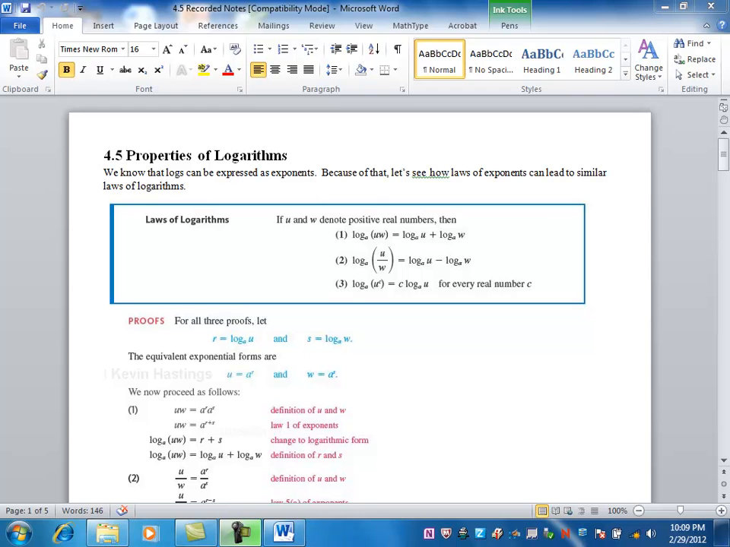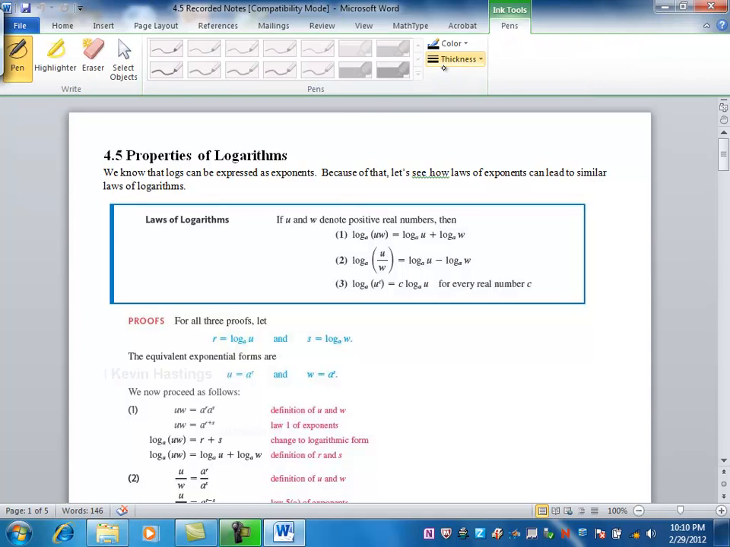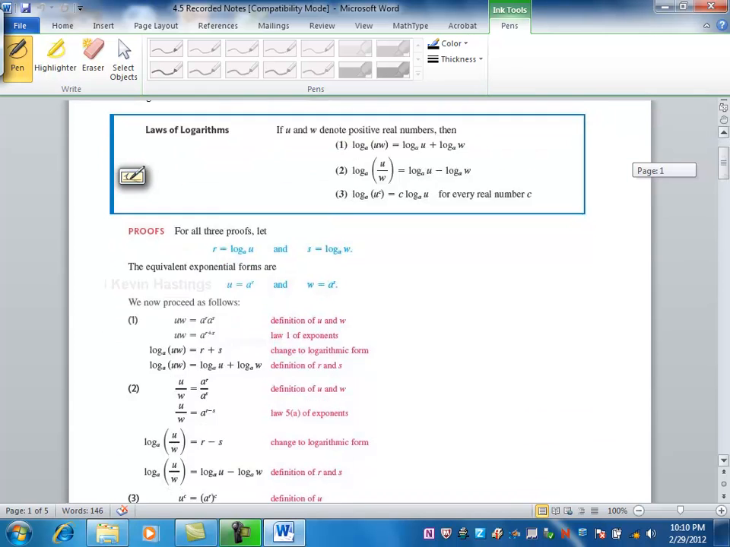how often is it that you can talk about a product becoming a sum, and yet with logarithms that's exactly what happens. If you look here, log base a of u times w becomes log base a of u plus log base a of w. A quotient becomes a difference. Log base a of the quotient u over w becomes log base a of u minus log base a of w. And log base a of u to the c equals c times log base a of u.